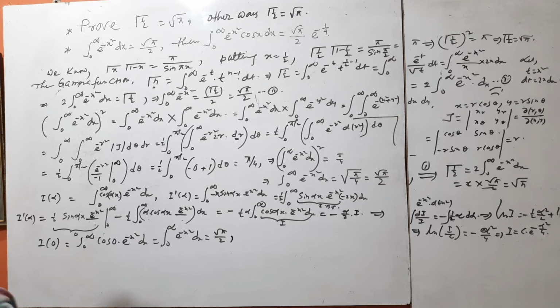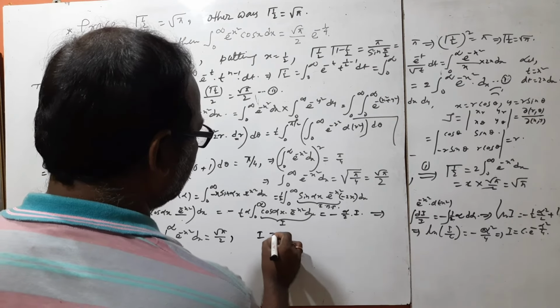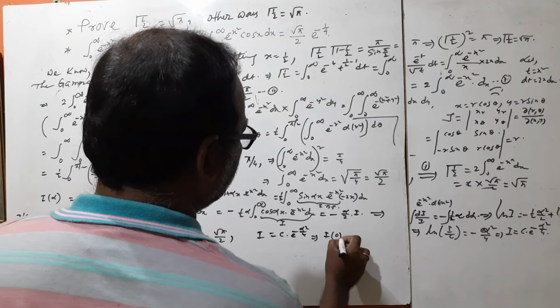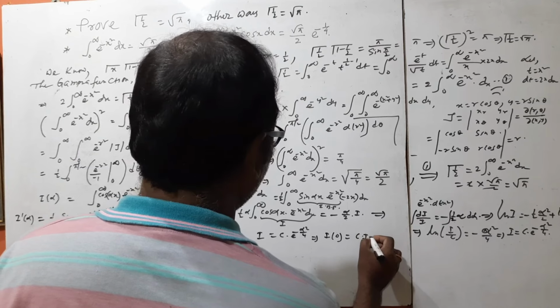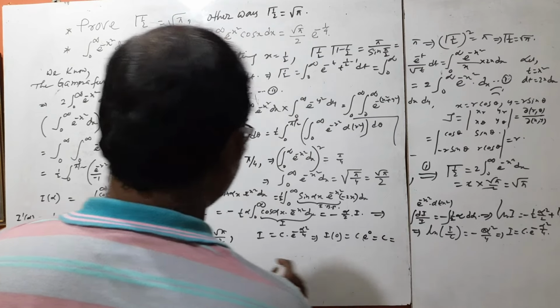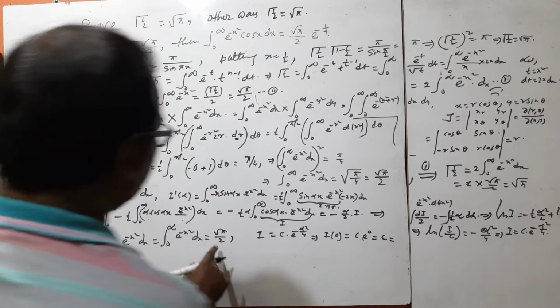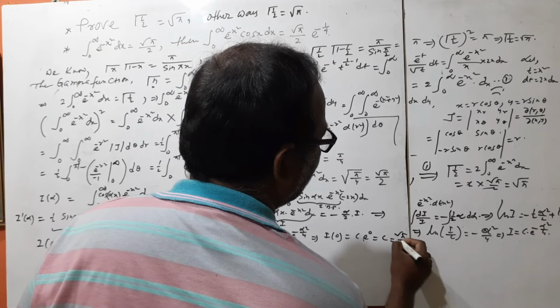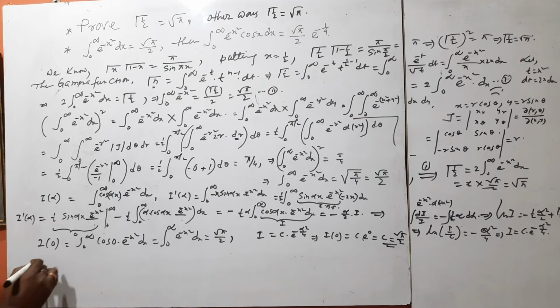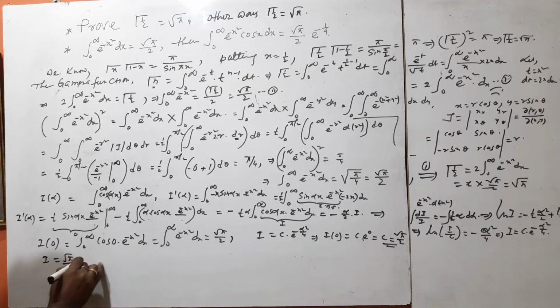So therefore I naught, from I equal to C into e to the power minus alpha square by 4. Therefore I naught is C into e to the power 0. So that is C, and C is equal to I naught, which is root pi by 2. So therefore the value of C here is root pi by 2. So I is equal to root pi by 2 into e to the power minus alpha square by 4.